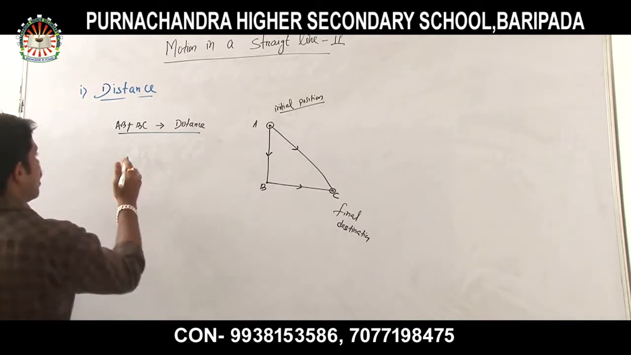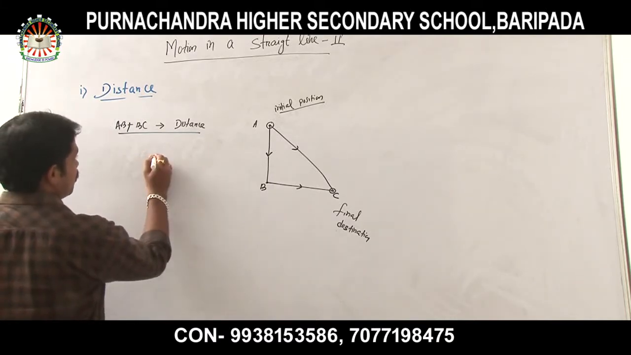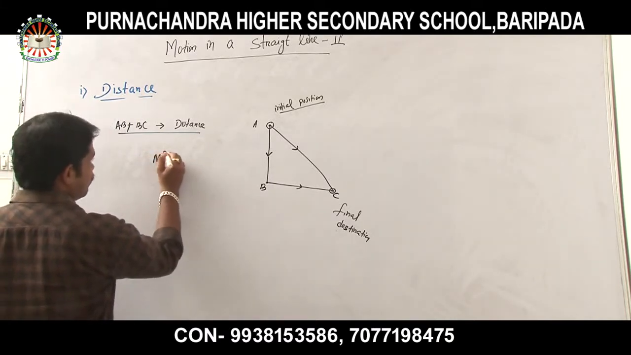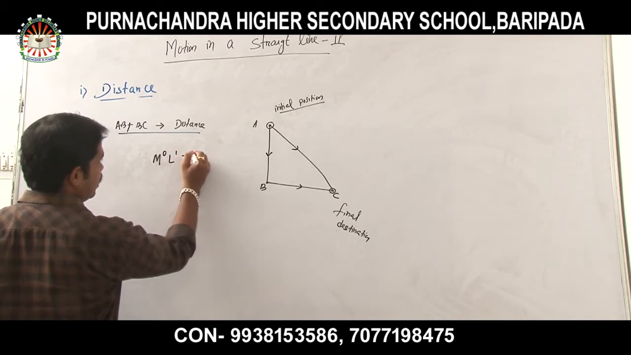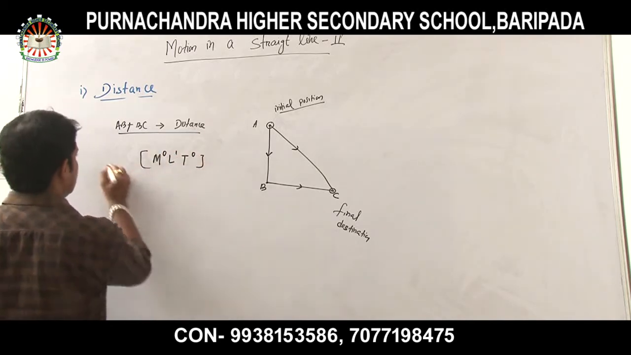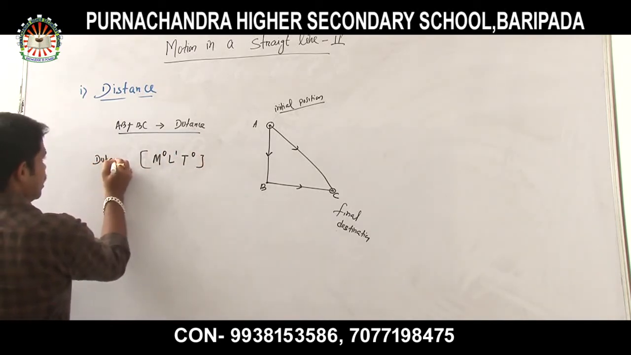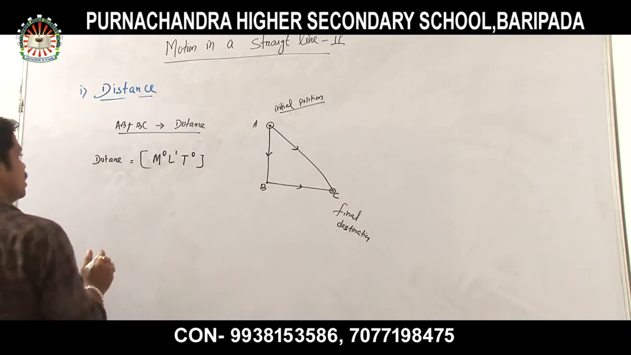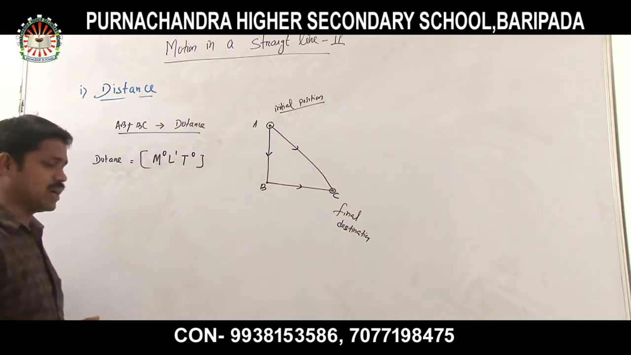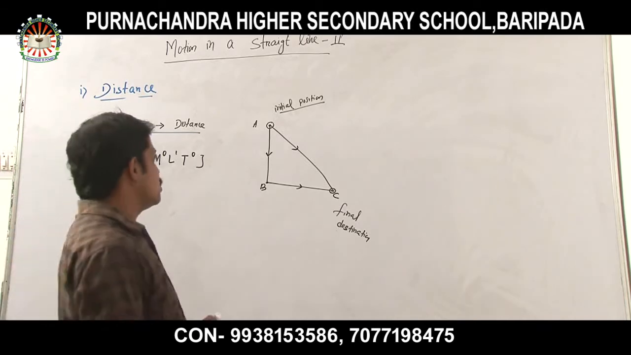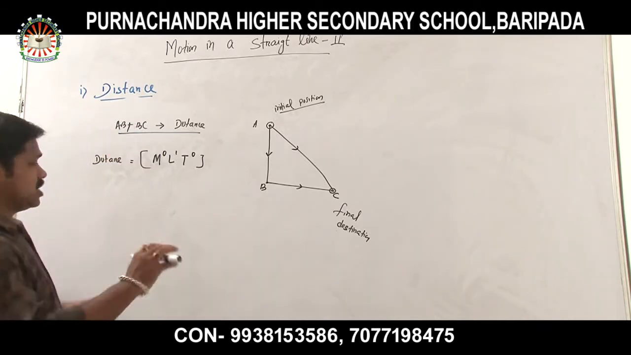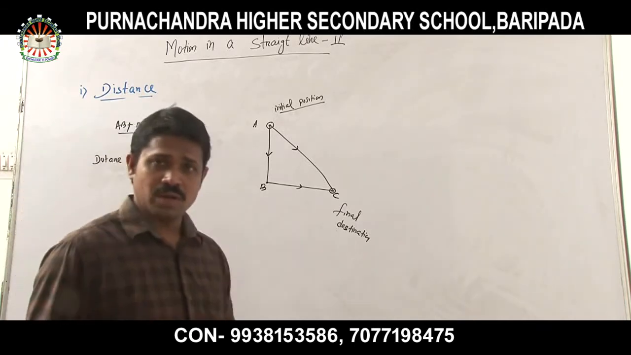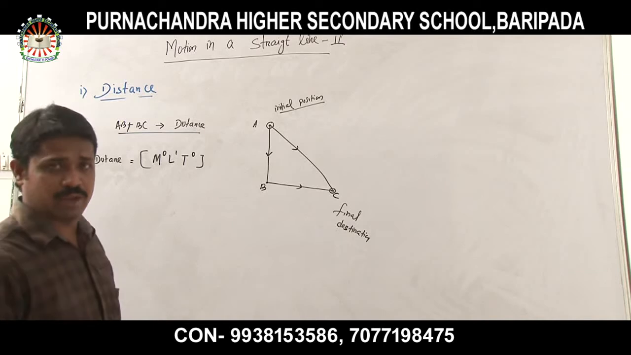Okay, so if I go to the dimensional formula, what can I write? M to the power 0, L to the power 1, T to the power 0. So this is the dimensional formula of distance. Very simple. So this is about distance. The distance can never be 0, can never be negative. It is only a positive value.